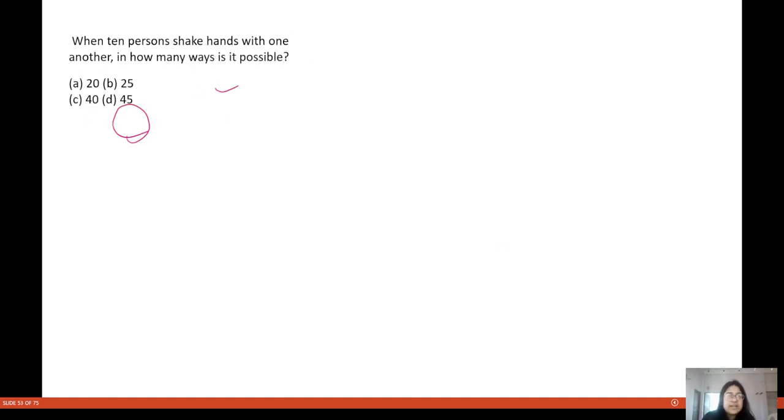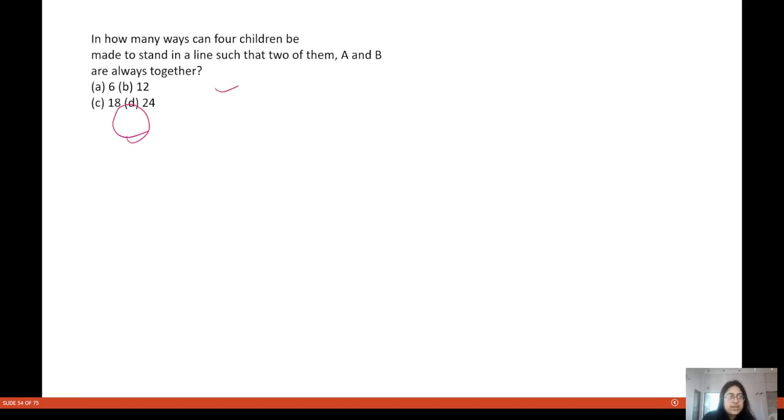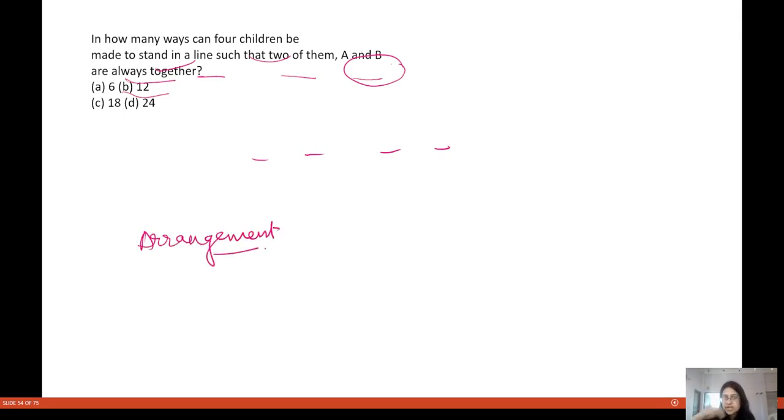Now let us move to the next question. It is asking, in how many ways can four children be made to stand in a line such that two of them, A and B, are always together? When four children are asked to stand in a line, they are basically asking about arrangements. And if A and B are always together, we consider them as one.